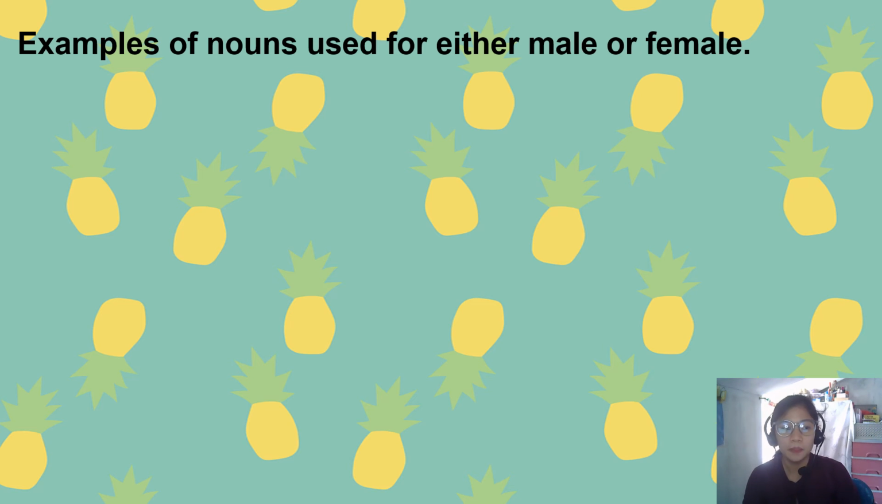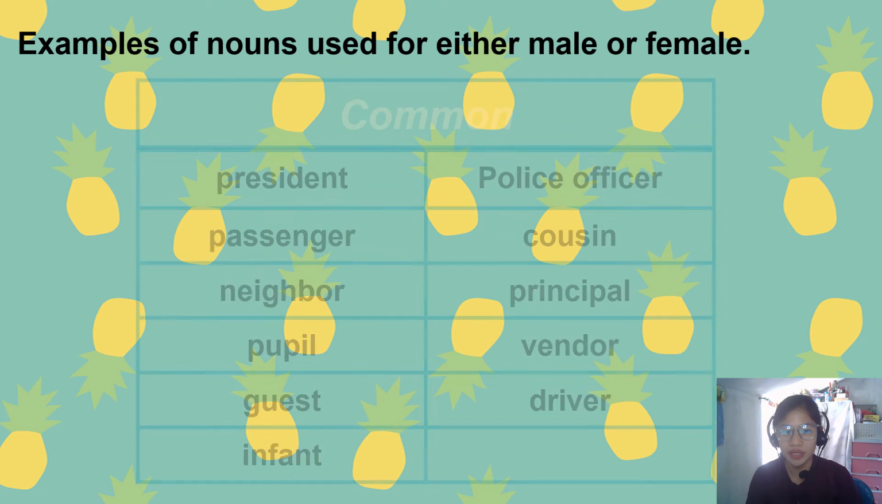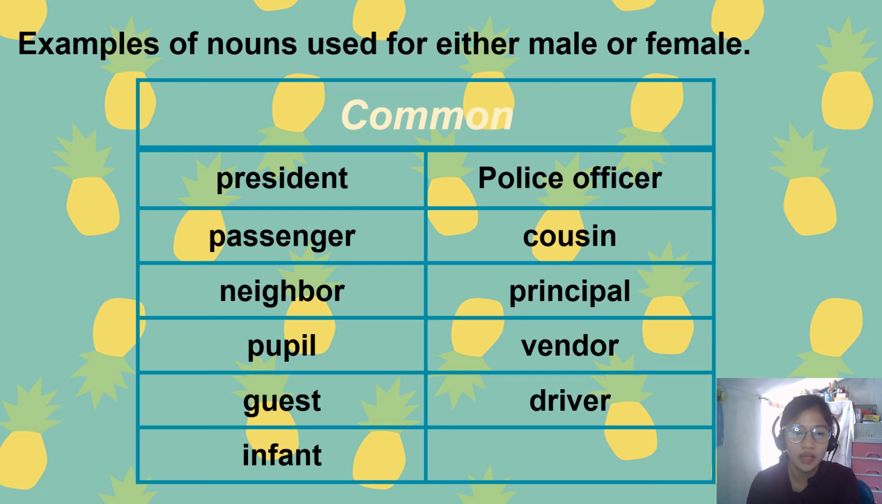Next one, we have examples here of nouns that are used for either male or female. Okay? These are nouns that we can use for male or female, either of the two. So that is why we call it common noun or common gender. So first one is president. Okay? President can be either male or female. Passenger. Okay? Neighbor. Pupil. Guest. Infant. Police officer. Cousin. Principal, vendor, or driver. These are all nouns that can be considered as male or female. Okay?